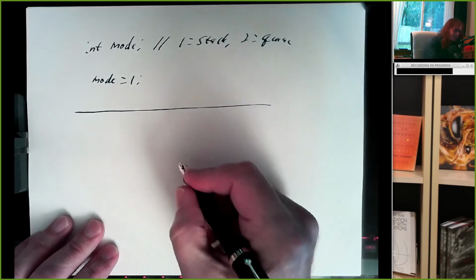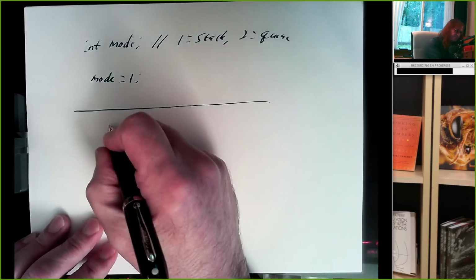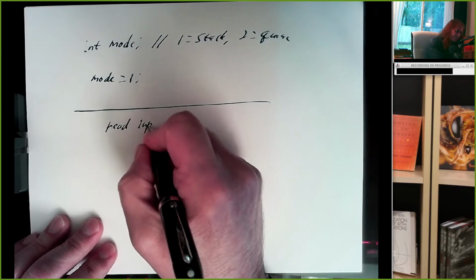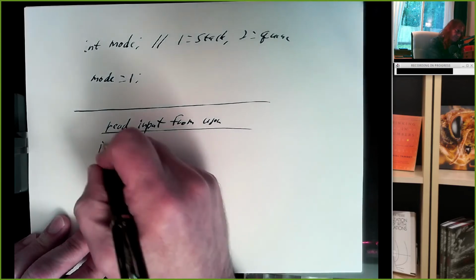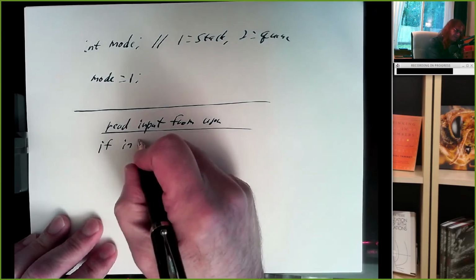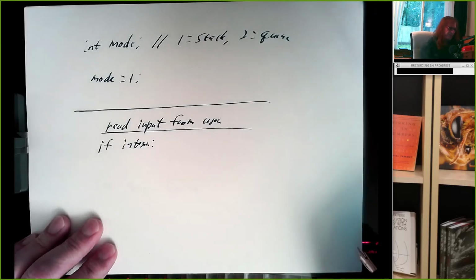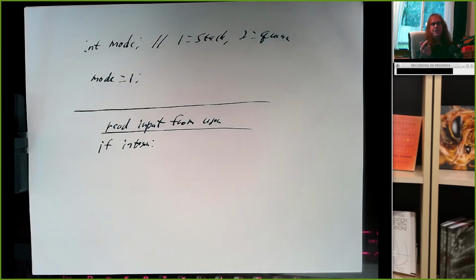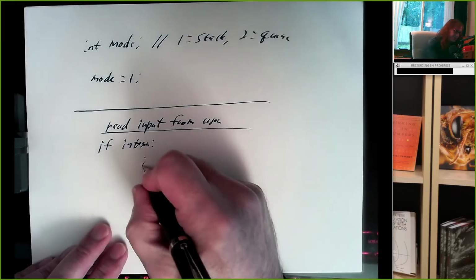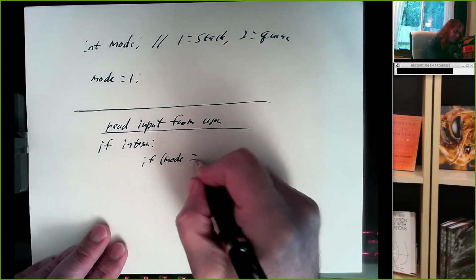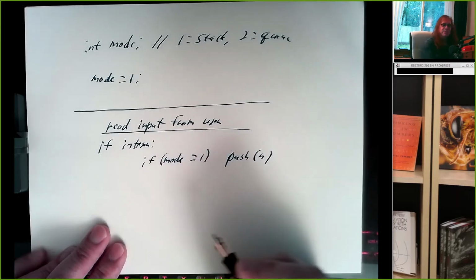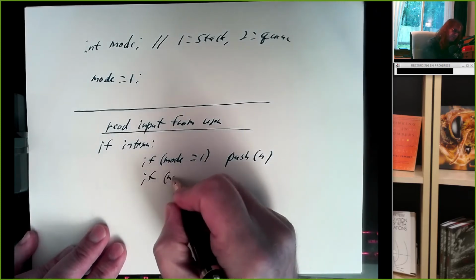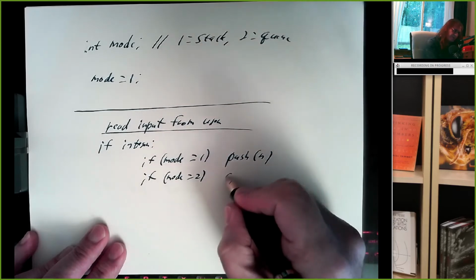And so when you read input from the user, if the input is an integer, then you're either going to call push or you're going to call add. Which one do you do? It depends what mode you're in. So you might say, if mode equals 1, which is stack mode, then push whatever number the person typed in. If mode equals 2, then add.